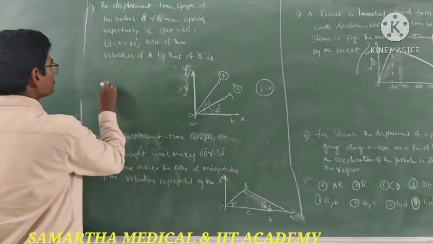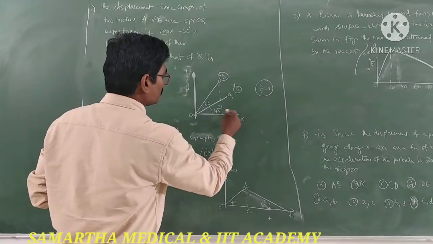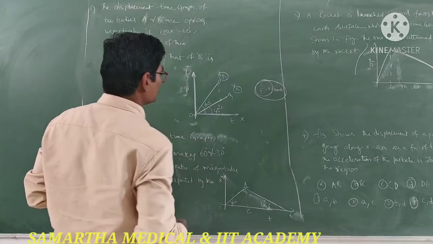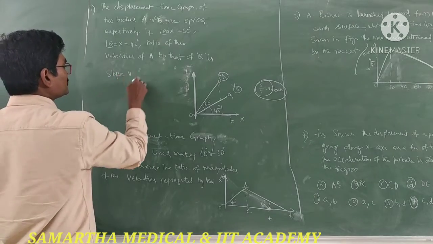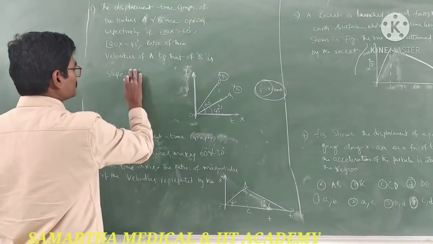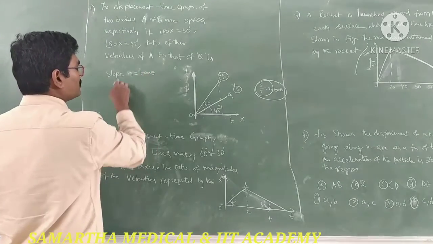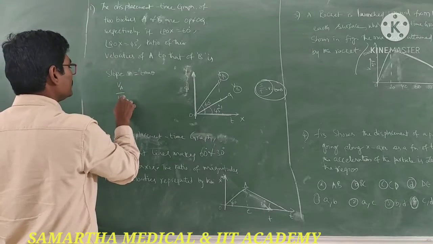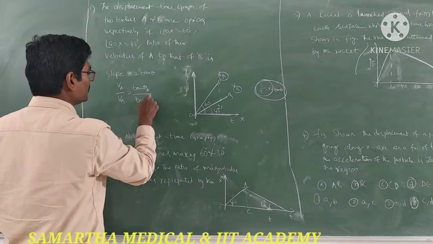See here, velocity is equal to displacement by time. That means slope. You can write even tan theta also. Slope of the curve is tan theta. So slope gives velocities. So VA by VB is equal to tan theta for A by tan theta for B.